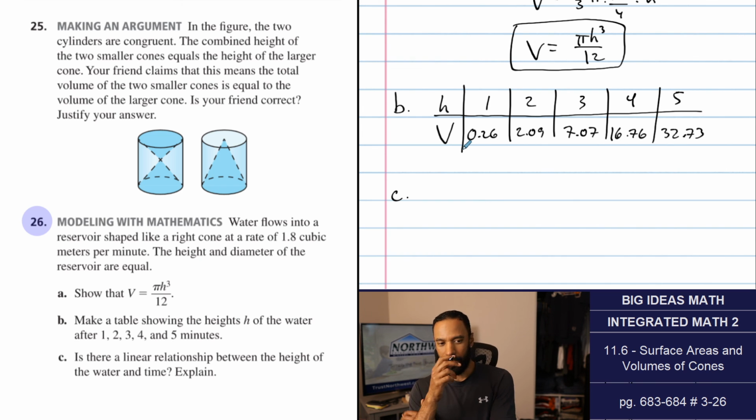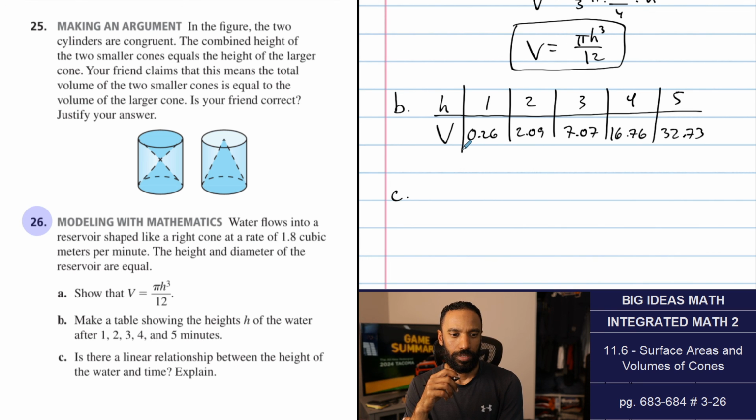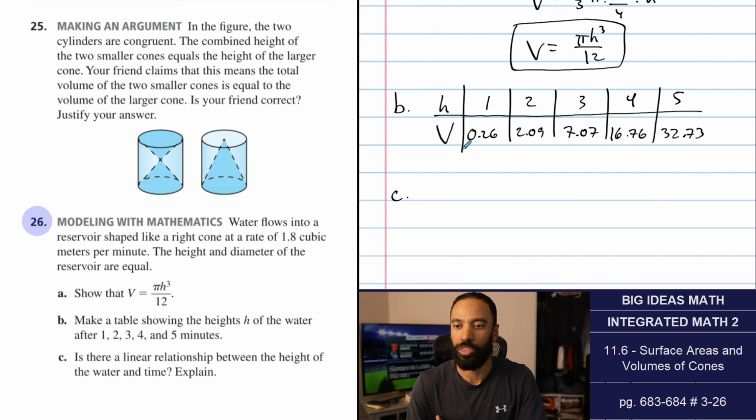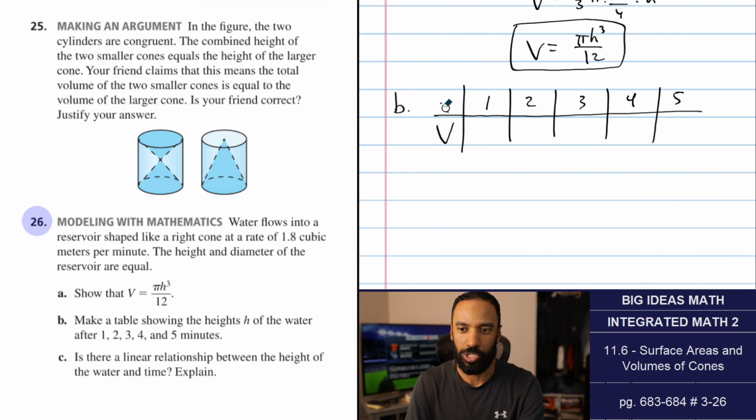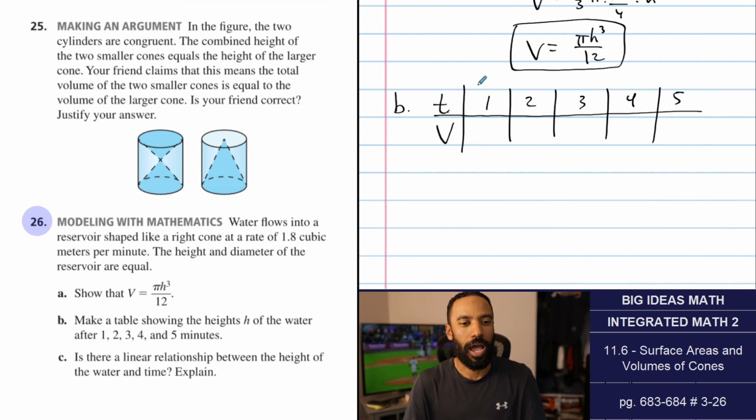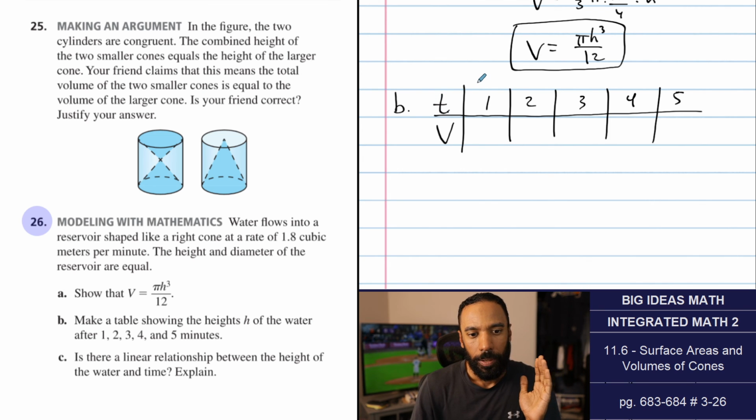Oh, we didn't yet do... Oh, I'm sorry. Those are after minutes. Those aren't the heights. Those are after minutes. So we have to change this again. We have to do time and what the volume will be at certain times. I forgot they gave us a rate. So let's redo that. But I will come up with an equation with it.